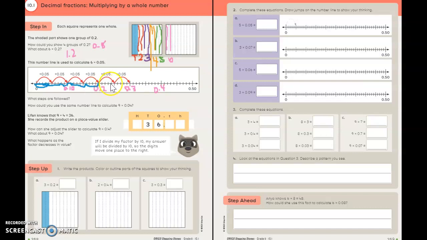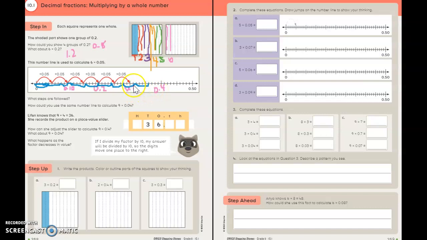1, 2, 3, 4. 6. 1, 2, 3, 4. 7. 1, 2, 3, 4. 8. 1, 2, 3, 4. 9. So my final answer ended up right here, which puts me in between 3/10 and 4/10.